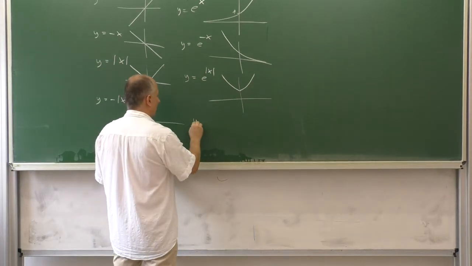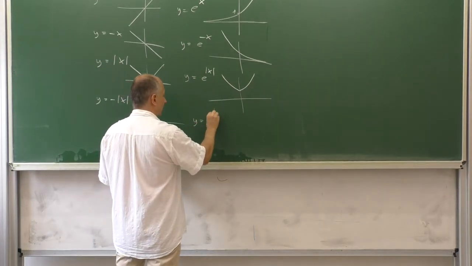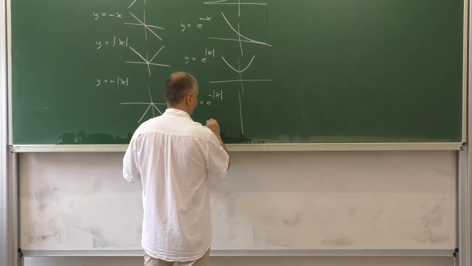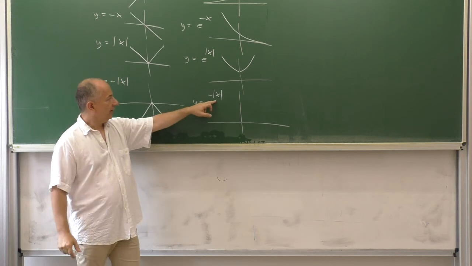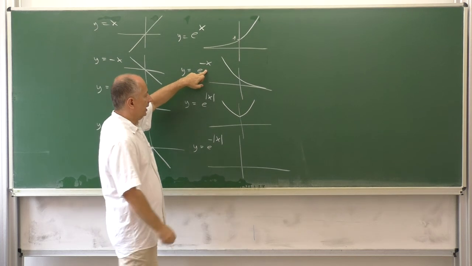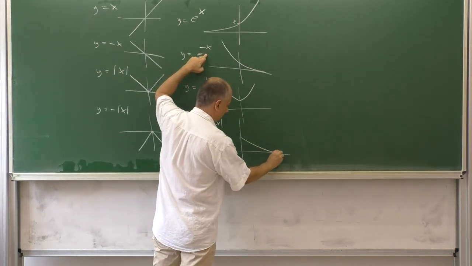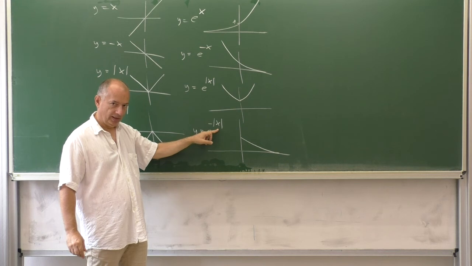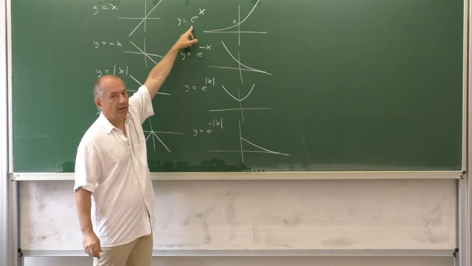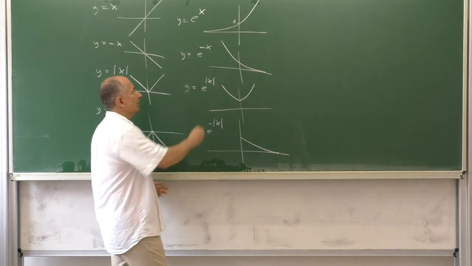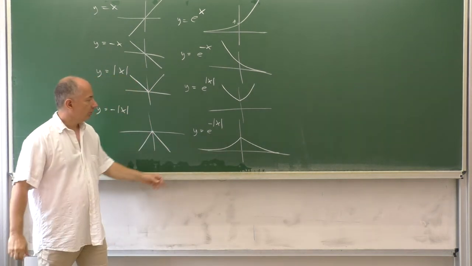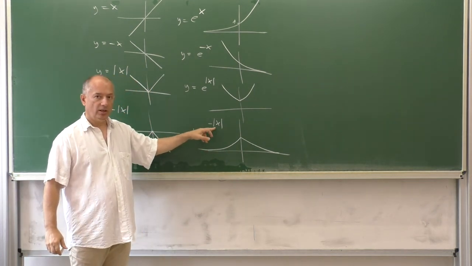And what about y is e to the power of minus absolute value of x? Now for positive x, we can remove the absolute value, and we end up with a function like that. And for negative x, if we remove the absolute value, we have minus minus x, which is just x alone, as here in the exponent. So this part of the graph corresponds to this part of the graph. So this is the graph of the function e to the power of minus absolute value of x.